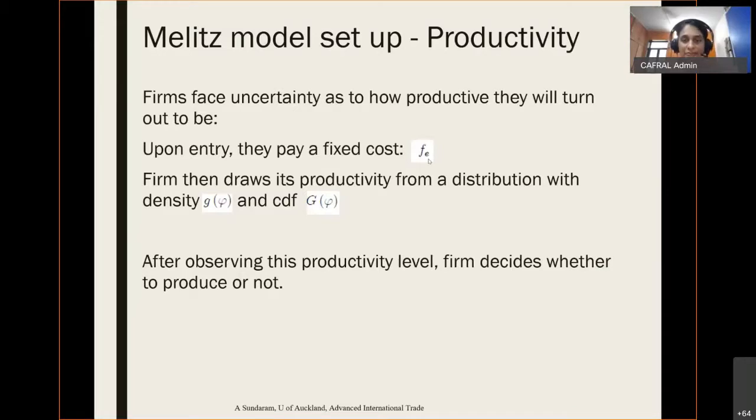Remember, F_E is different from F. F is the fixed cost of production. F_E is the fixed cost of entry. Once firms enter, they pay that cost, and it's only after they pay the cost that they draw their productivity from this distribution. What is the productivity distribution? We assume that the probability density is given by g of phi, and the distribution is capital G of phi. Firms then draw their productivity from that distribution. After they observe the productivity, the firms will decide whether they want to produce or not. If they decide they want to produce, they carry on. If they decide they don't want to produce, then they simply exit.